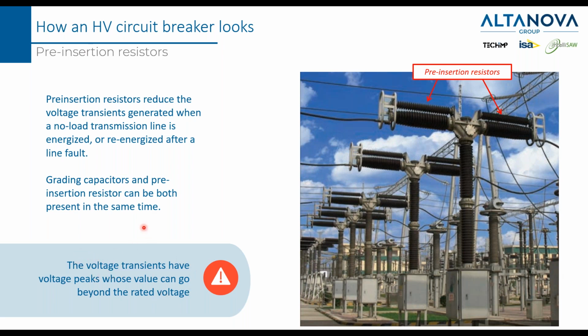Why are the voltage transients dangerous? Because they have voltage peaks whose value can go beyond the rated voltage. And if you go beyond the rated voltage, then the circuit breaker is not designed to withstand it, and you can damage it.